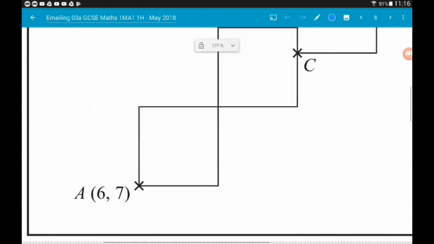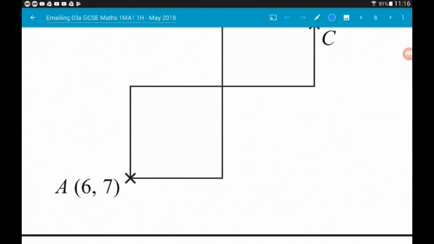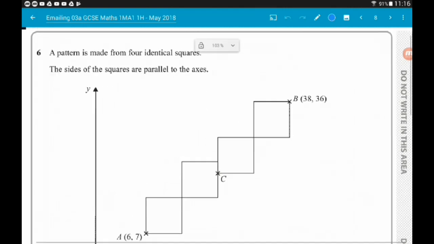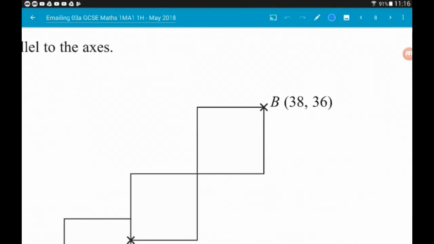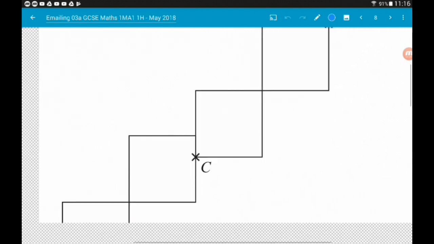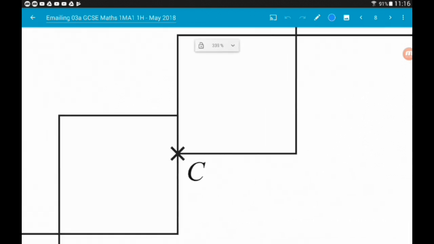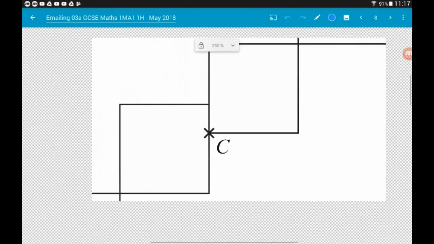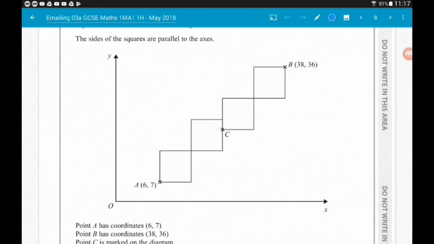So, first thing to note, point A is the bottom left corner of one of these squares. Point B is the top right corner of one of these squares. Point C is a bit awkward because it's not on a point of both of these squares. Yes, it is on the bottom left of one of these squares, but then with the square on the left, it's sort of down the side a little bit. So, it's 5 marks. How are we going to do it?